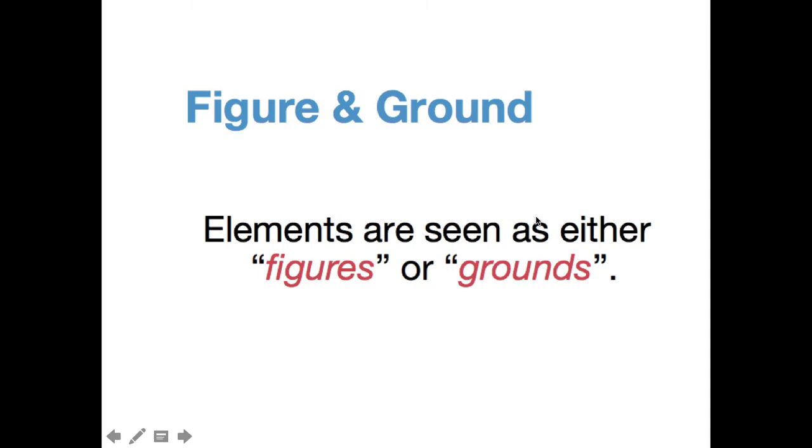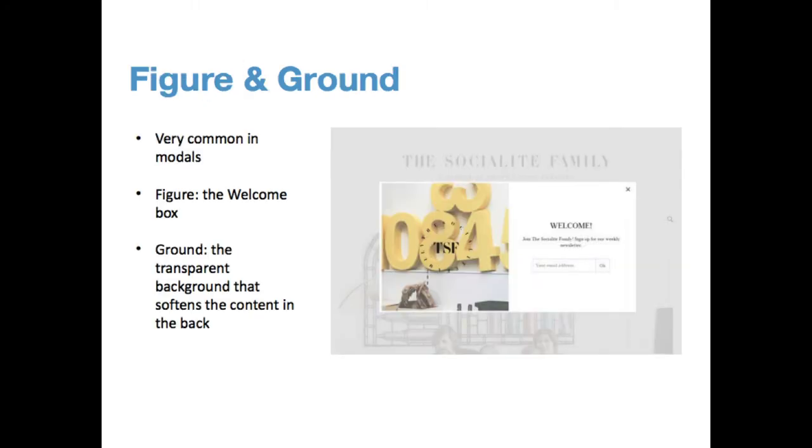Okay, the last one is figure and ground. Among the principles used, I think the most popular one is figure and ground. When you design something, you have to highlight what is figure and what is ground. For example, if you look at this image, you can see this is the figure, and what is at the back of the figure is the ground. So in this case, a very common model: the figure is the welcome box itself, and the ground is the transparent background that softens the content in the back.